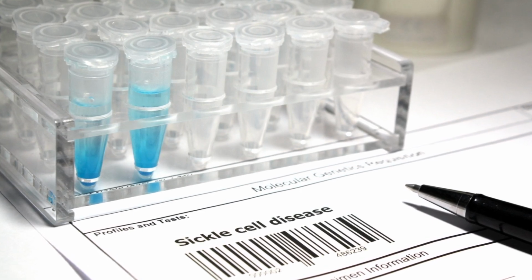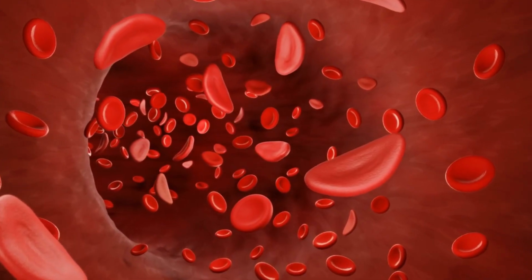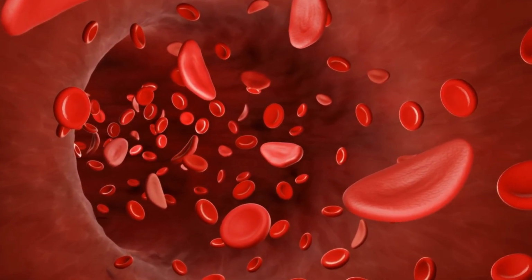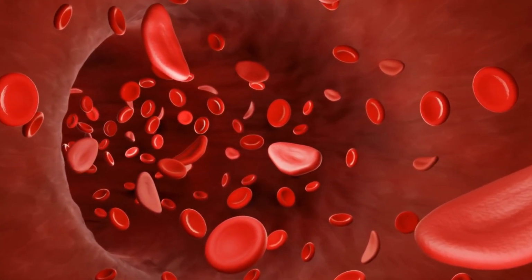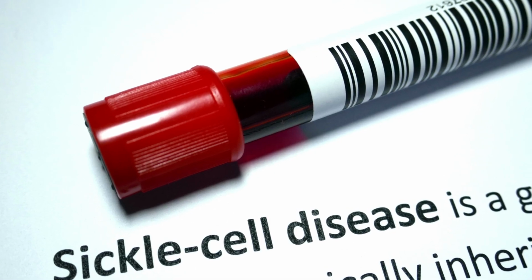Causes of sickle cell disease. Sickle cell disease is a genetic disorder characterized by the presence of abnormal hemoglobin, the protein responsible for carrying oxygen in red blood cells. It is caused by a mutation in the hemoglobin gene, resulting in the production of abnormal hemoglobin called hemoglobin S, HbS. This mutation causes red blood cells to become sickle-shaped when oxygen levels are low.